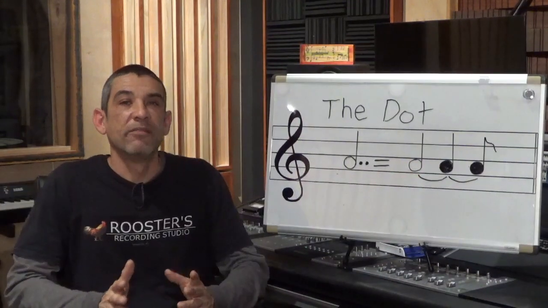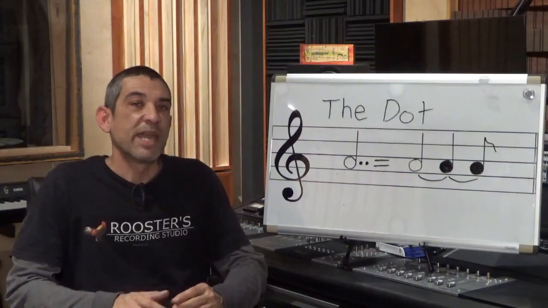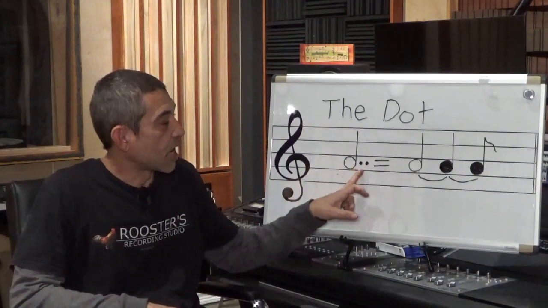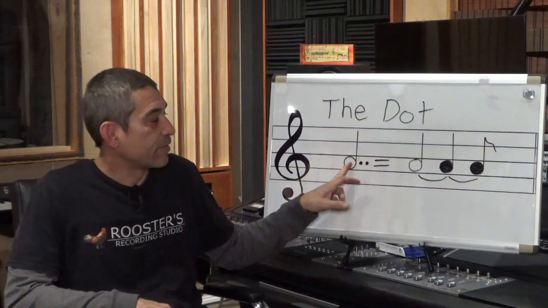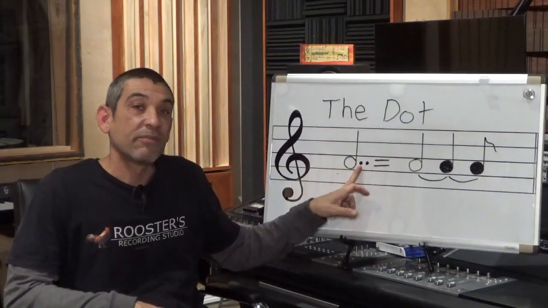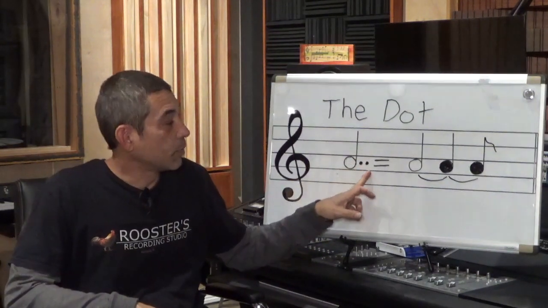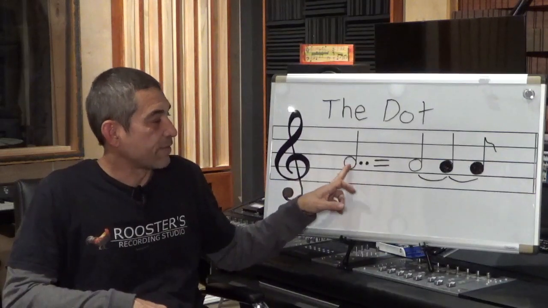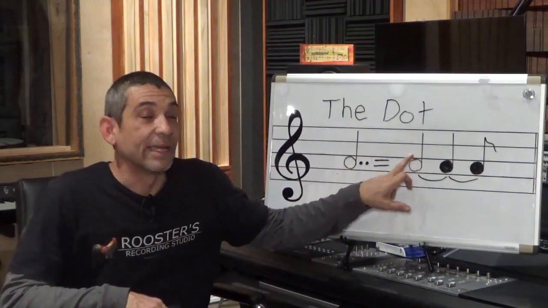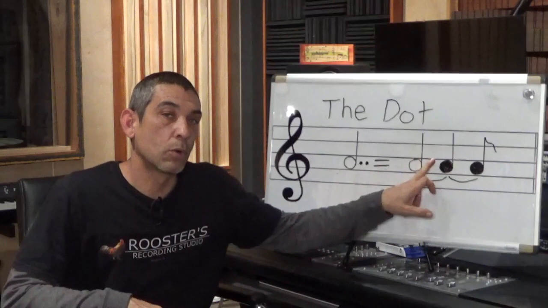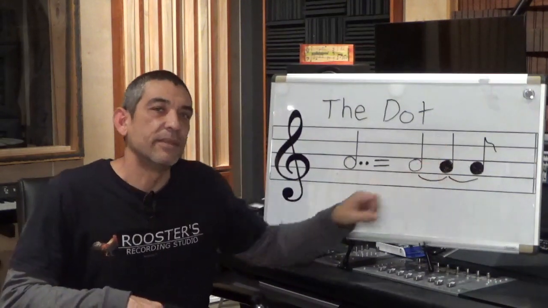You can also have a double dotted note, which adds half the value of the first dot. So half of a half note is a quarter note, and half of a quarter note is an eighth note. So this double dotted half note is going to be played like a half note tied to a quarter note, which is tied to an eighth note.